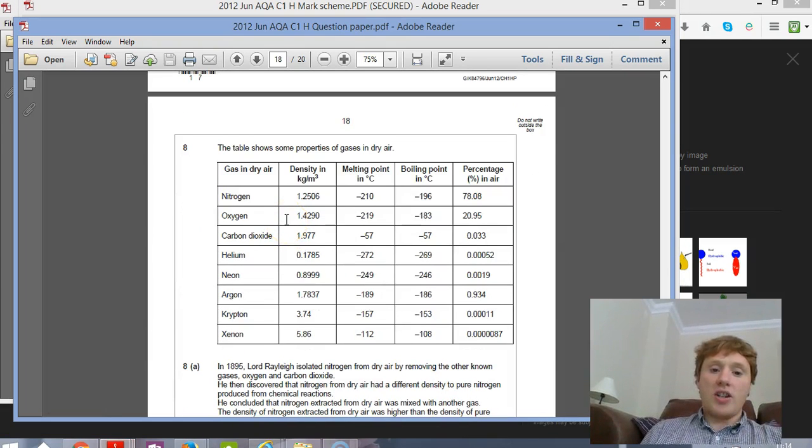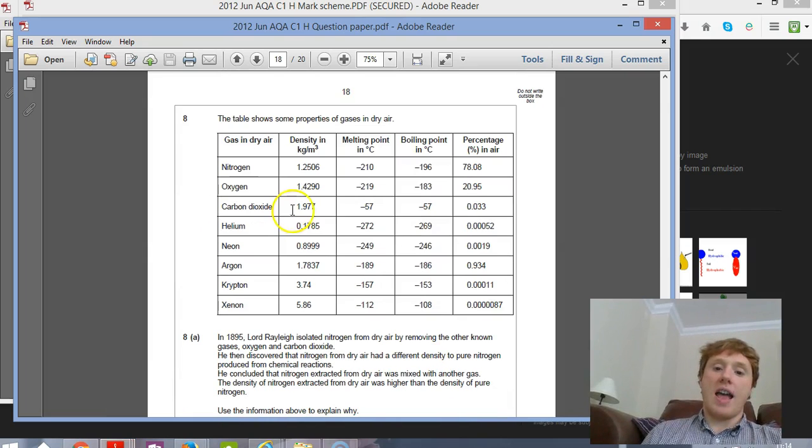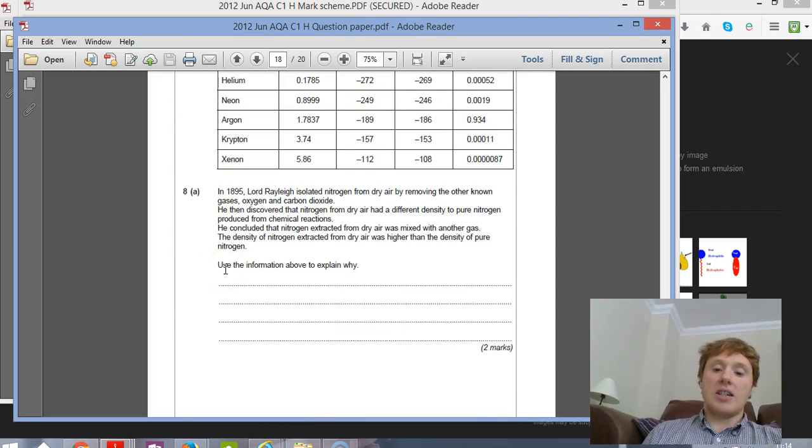Right, last one. Question 8. Some properties of dry air. Stuff you don't need to remember, they're giving it to you. Isolated nitrogen. You also discovered another gas, because the density of nitrogen from dry air was higher than the density of pure nitrogen. Use the information to explain why.